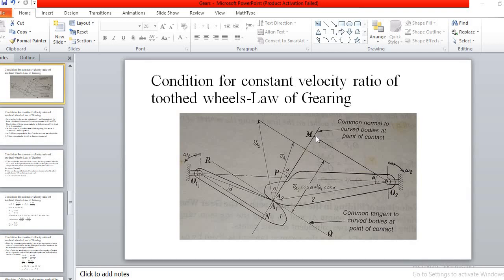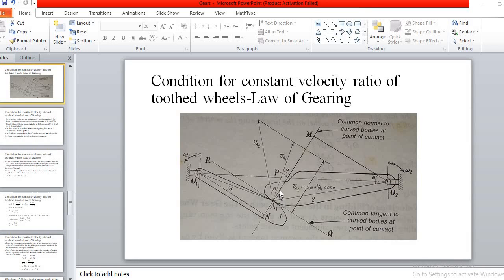Now again we draw perpendiculars O2M to this common normal and O1N to this common normal, from center O2 and from center O1. So O2M is perpendicular to the common normal MN, and O1N is perpendicular to the common normal MN. And VA1 and VA2 are the linear velocities of A1 and A2.